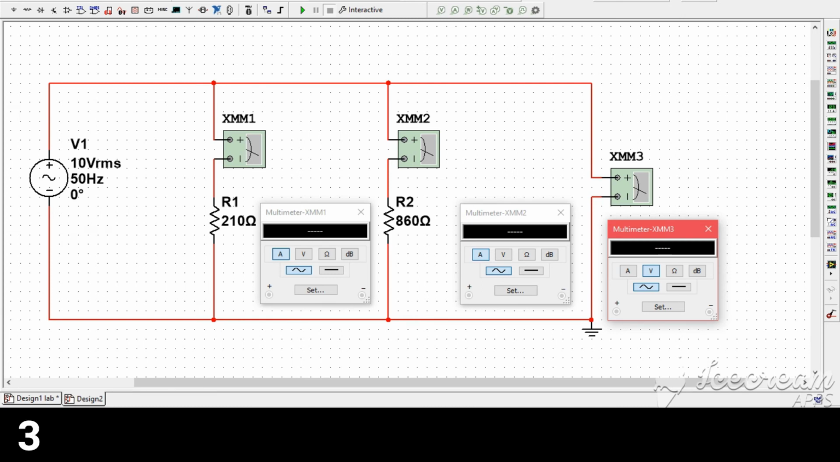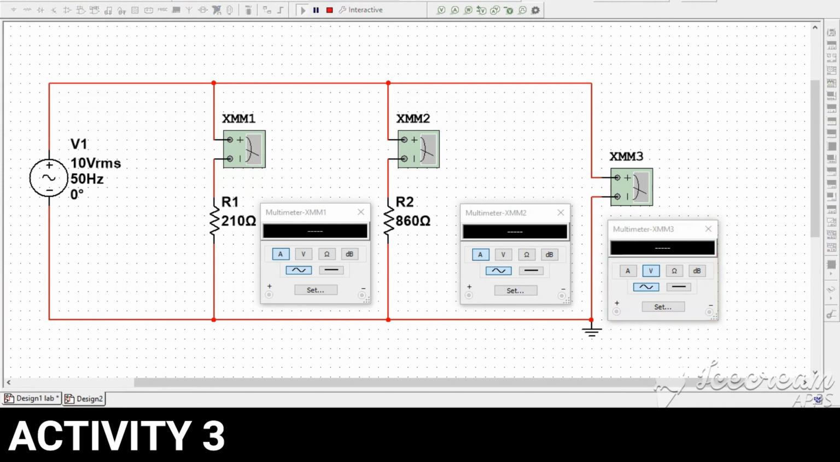So the next question is the parallel circuit. We have 10 volt and 50 hertz power supply. We have R1 210 ohms. We have R2 860 ohm. And then we put the voltmeter and ammeter at their place and click run.